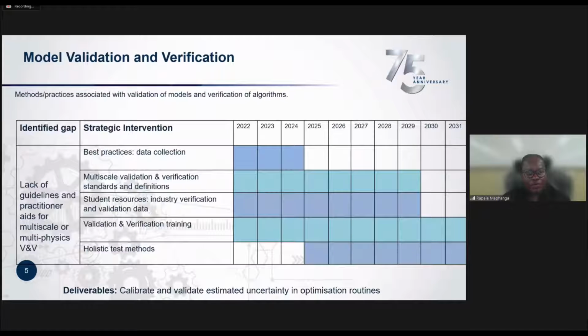Then we've got model validation and verification. So this was asked in one of the questions, or several questions, that were presented. What we identify here is that there's generally a lack of guidelines and practitioner aids for multi-scale or multi-physics validation and verification. And those are the strategic interventions that could be considered, and also the deliverables. We can have some calibration or validated estimate and uncertainty in optimization routines.